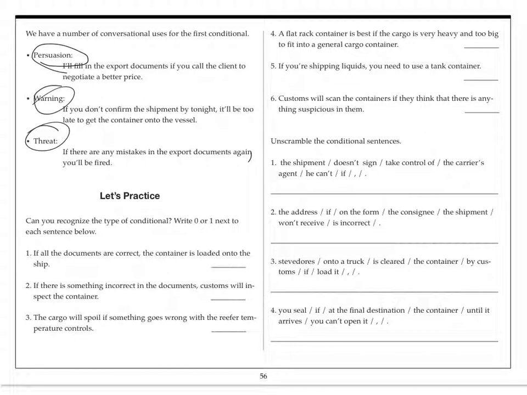Okay, so can you recognize the type of conditional? Write 0 or 1 next to each sentence below. And what you have to do here is to decide whether it's a 0 conditional, so is it a statement of fact, or a first conditional? Is it a persuasion, a warning, a threat? Or does it reference a future time?